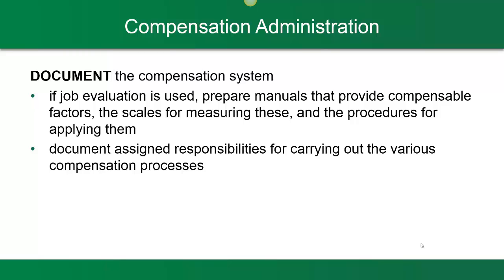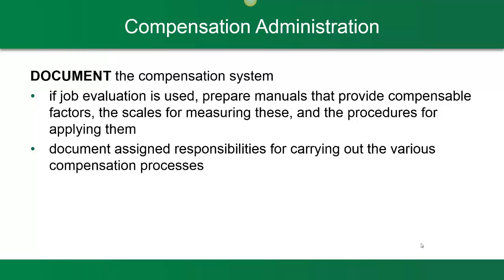So, if job evaluation is to be used, then we need some job evaluation manuals to be prepared that provide employees with the compensable factors, the scales for measuring these compensable factors, and any procedures that we have in place for applying them to the job. If we're using pay for knowledge, for example, then we have to have some procedures documented and in place for assessing skill levels of the employees and any competencies that we want to document that employees have to have met in order to be eligible for a pay increase due to the skills they've achieved.